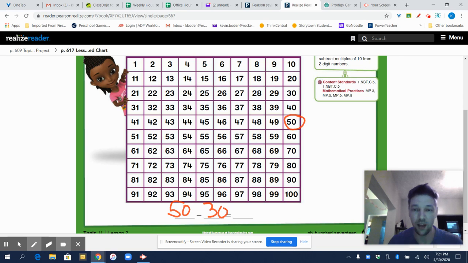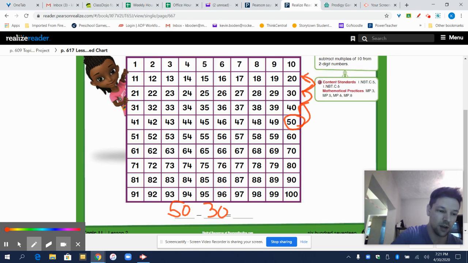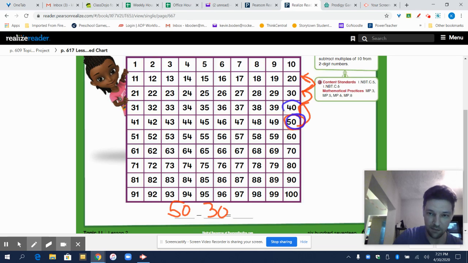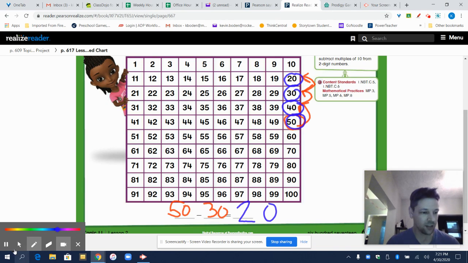And now we're going to take away 30. So we're going to count up on our hundreds chart 30. So we're going to go up 10, 20, 30. Let me do that again in a different color so you know. We started at 50. We took away 10, 20, 30. And guess what we stopped at? 20, which is what we got from earlier. I'll see you on the next page.